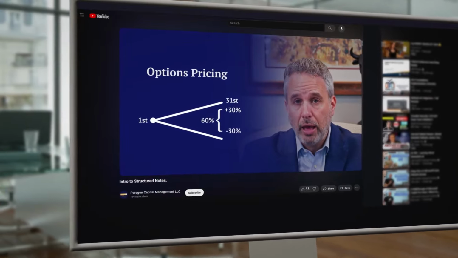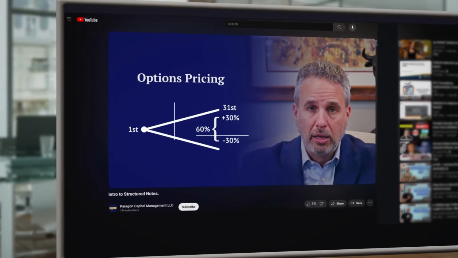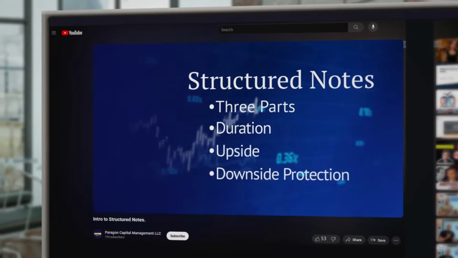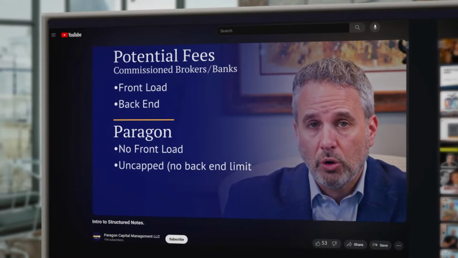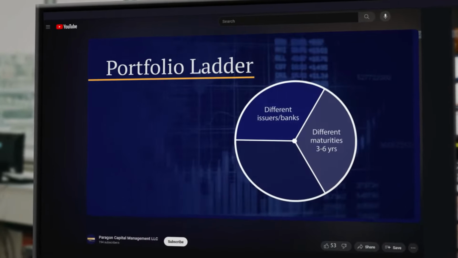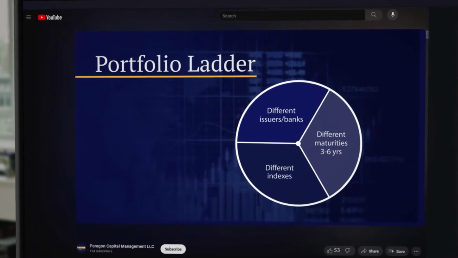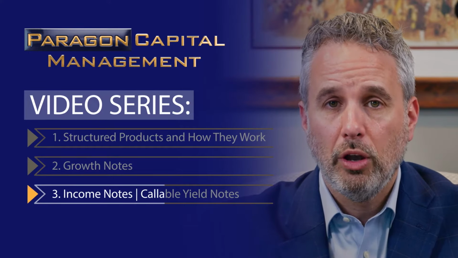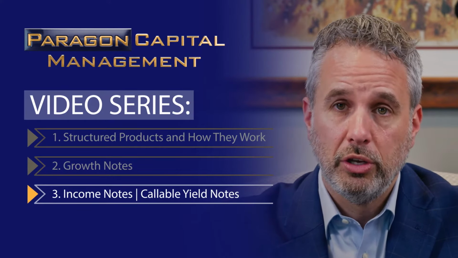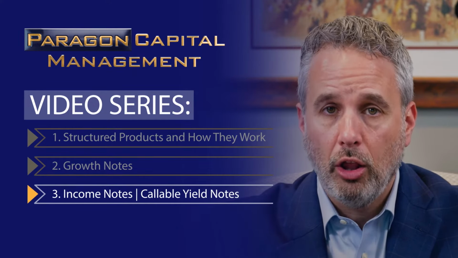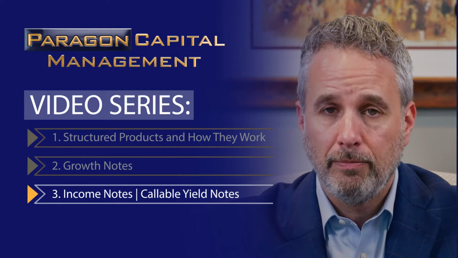In part 1, we discussed what a structured product is, how they work, the different terminologies used in them, and some of the advantages we have in creating them for you. In the second video, we talked about growth notes, which are a replacement for equities, or the stock portion of your investment portfolio. And in this video, we're going to talk about callable yield notes, or income notes, which would be a replacement for part or all of your traditional fixed income.